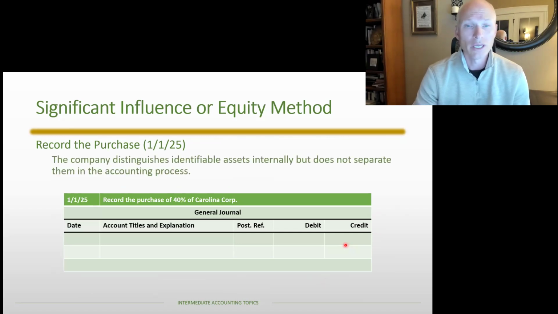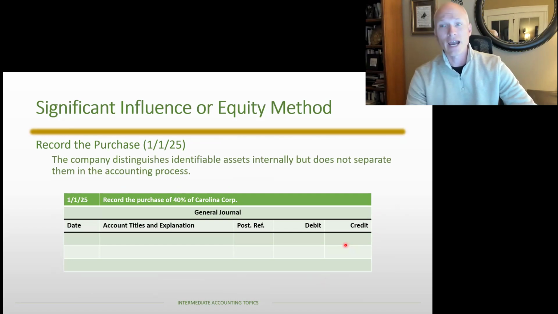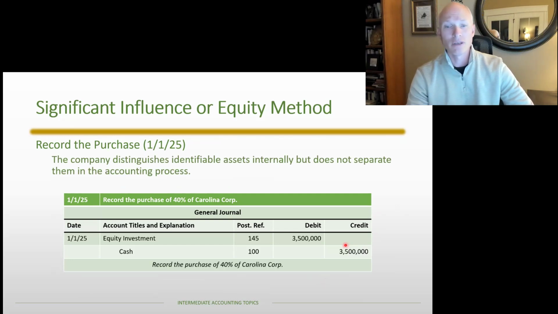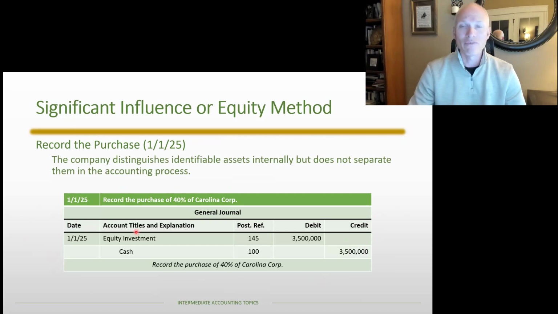And so all that said, the initial journal entry is very, very simple. All we do is identify how much we paid for that equity investment and assign it to the equity investment account. So a very straightforward transaction. Cash is credited, that's how much we paid, and we debit the equity investment for that $3.5 million. Separately, we're keeping track of these identifiable assets, but we're not doing it explicitly in any sort of journal entry.